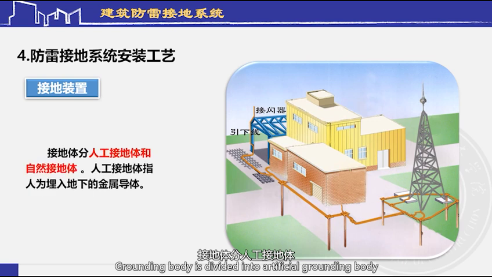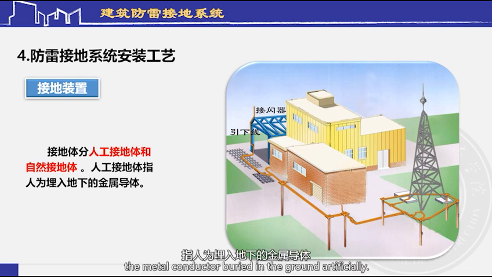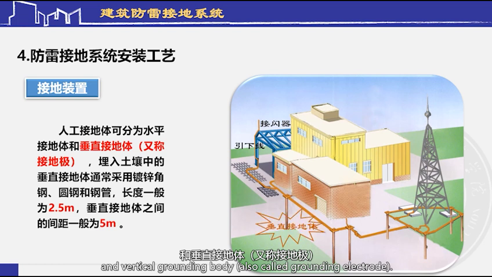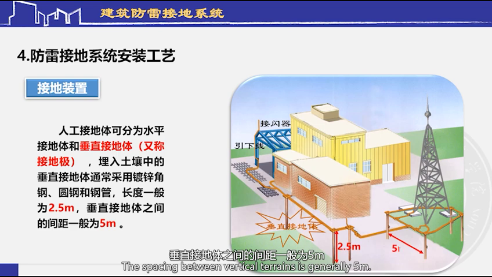Grounding body is divided into artificial grounding body and natural grounding body. Artificial grounding body refers to the metal conductor buried in the ground artificially. Artificial grounding body can be divided into horizontal grounding body and vertical grounding body, also called grounding electrode. Vertical grounding body buried in soil usually adopts galvanized angle steel, round steel and steel pipe, and its length is generally 2.5 meters. The spacing between vertical electrodes is generally 5 meters.